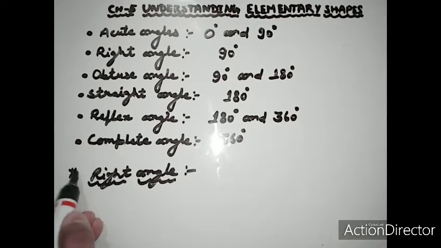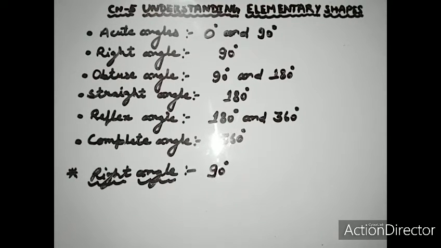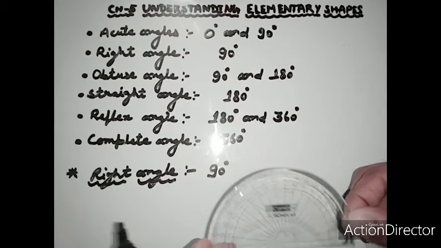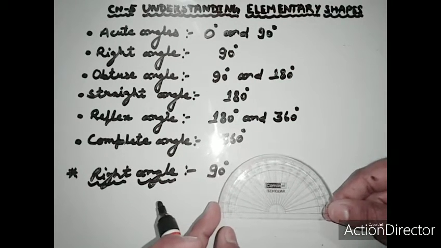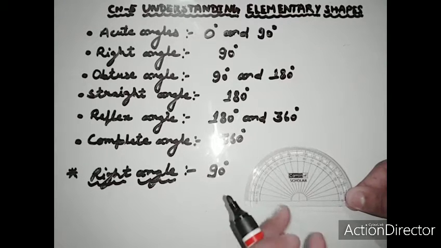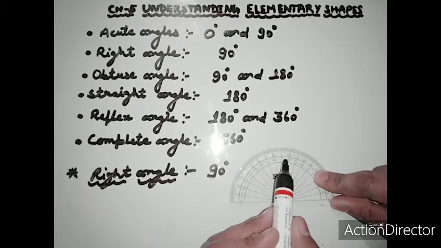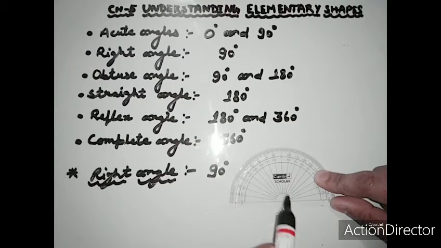Now what is right angle? So exact 90 degree angle is known as right angle, right? Now this is a protractor, okay, and here we measure angles by using this instrument, and the name of this instrument is protractor, right? So where is 90 degree? Yes, this one is 90 degree on the protractor.